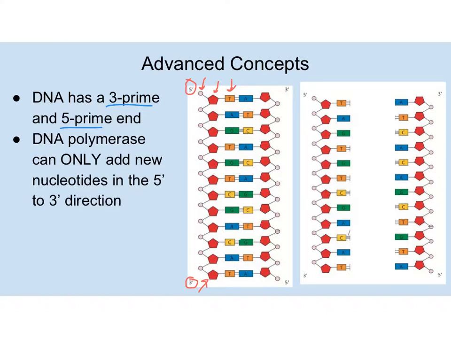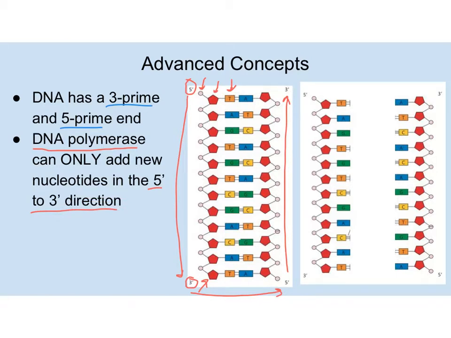And it's always opposite. So if it's 5' up here, it's going to be 3' down here. If it's 3' over here, it's going to be 5' over here. And if it's 5' over there, it's going to be 3' up here. So it's always opposites. Now, the only reason this really matters is because DNA polymerase, the enzyme, can only add new nucleotides in the 5' to 3' direction.